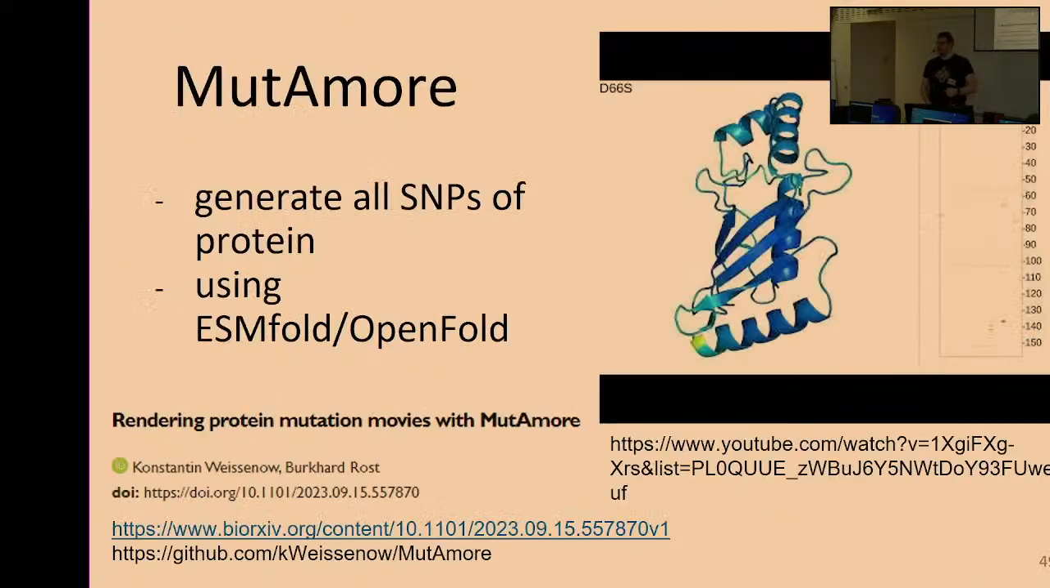And one of those methods is Mutamore, which is coming from Burkhard Rost. Basically, you can generate all SNPs of proteins using ESMFold or OpenFold, and then it will give you the RMSD of that specific change. So basically, you can see from the sequence change whether there will be some movement and some change within the structure at that specific position. Yeah? Because here you can see that especially this part makes huge differences and larger RMSD.